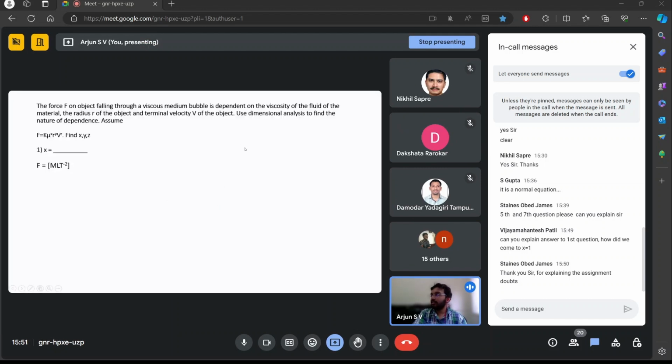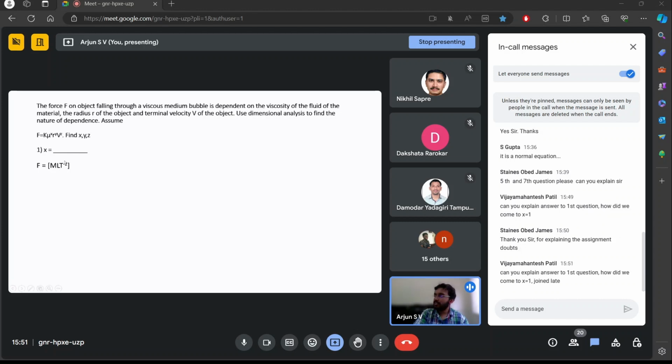So we have this formula F = k η^x r^y v^z. We want to know how we came to x = 1. First, we list out the dimensions of all the physical quantities. Force is mass into acceleration, so we have mass as M, acceleration is L T^-2. r is the radius, so it is just L. V is the velocity, meter per second, so dimensions will be L T^-1. Viscosity dimensions will be M L^-1 T^-1, and k is a dimensionless quantity because it's a constant, so it will not have any dimensions.